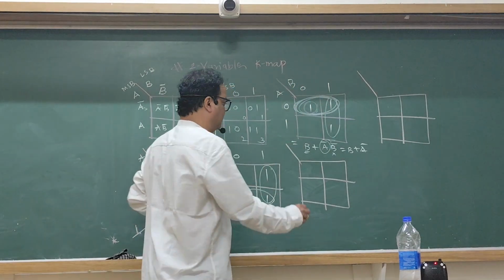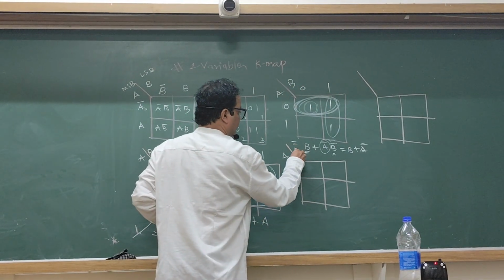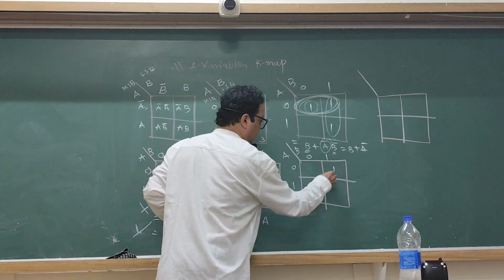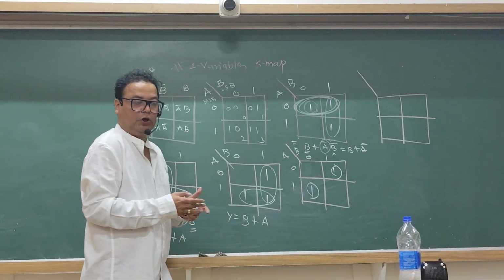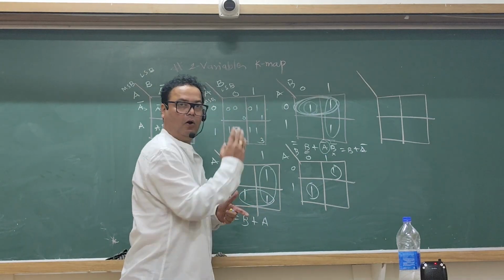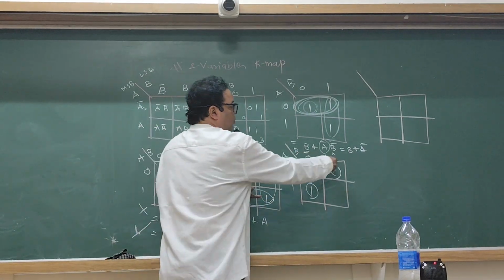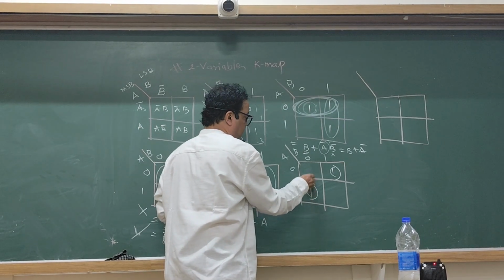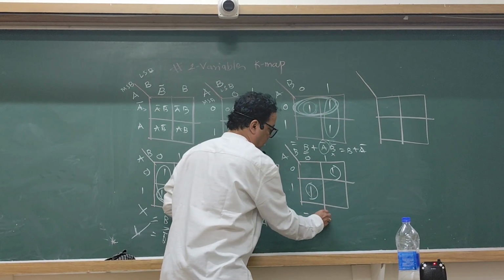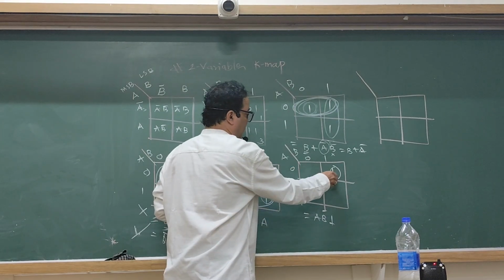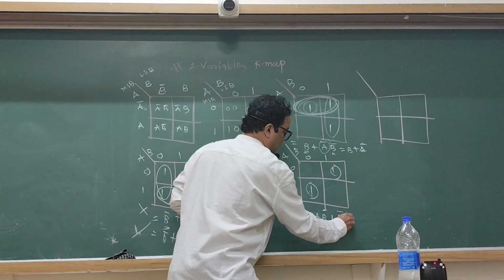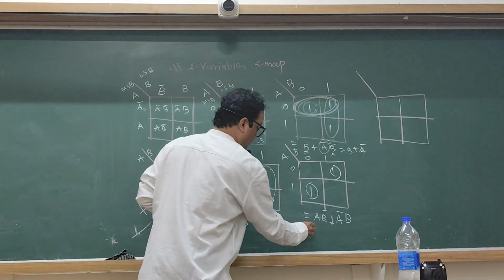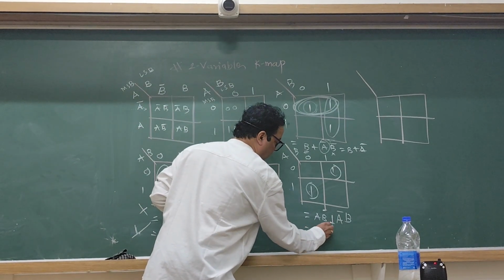Done. Last two special cases. A, B, 0, 1, 0. There are many cases; I am covering only this. Now this is a special case. As I've said in the rules, you can only do vertical and horizontal grouping. So here there is a diagonal. Diagonal is not allowed. Here if you observe, this is A, B bar. Right? What is this? A B bar plus what is this? A bar B. You know this, guys. What is this? This is which gate? XOR. So this is going to be A XOR B.